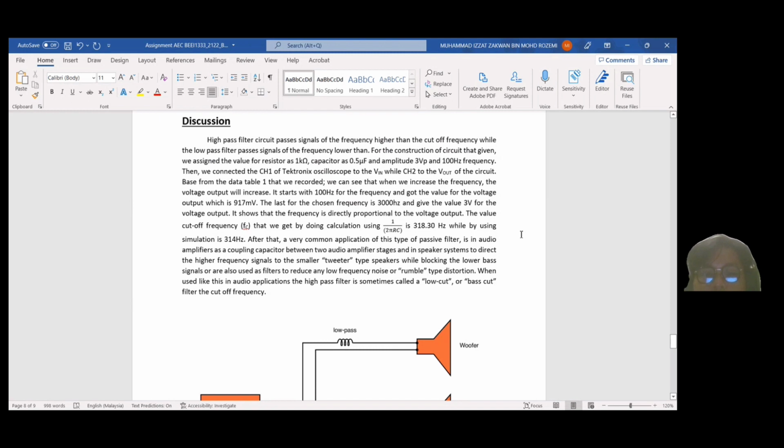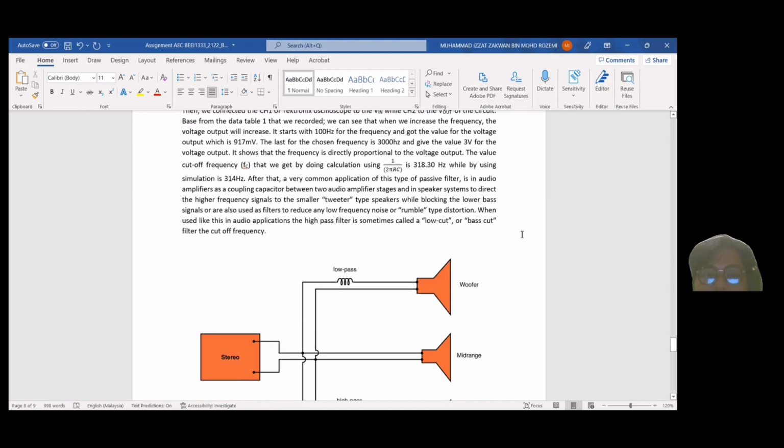The value of the cut-off frequency that we get by doing calculation using 1 over 2 pi RC is 318.30 Hz, while by using simulation, we get 340 Hz.